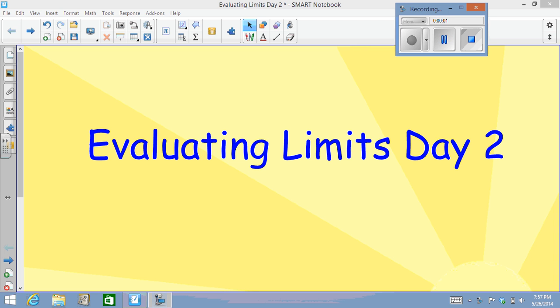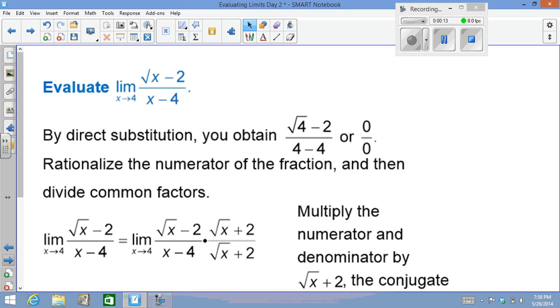So here we are, again, doing evaluating limits day 2. Today's lesson will be a little bit more difficult than the previous lesson, just because we're taking things a little bit more in depth. So here we go. We are talking about evaluating limits still.